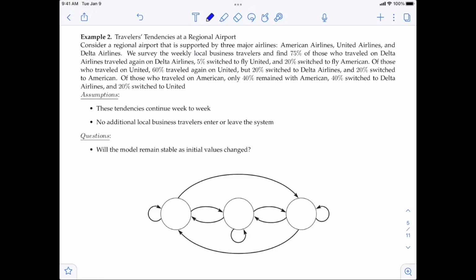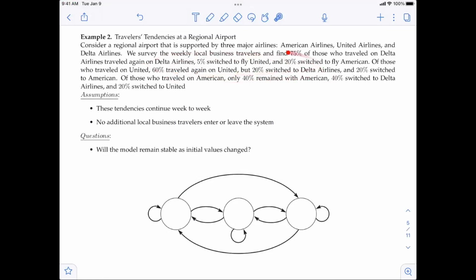All right, and before we put the information in the schematic below, I'm gonna make a couple of assumptions: that this tendency continues week to week, right? So there's no change in the tendency of moving from one airline to another, different from what is already given here in the example. And there are no additional local business travelers entering or leaving the system, right? So it's a closed system. That means no new travelers and no travelers leave the system, okay? Even though the information given to us is somewhat realistic, the assumptions are not that realistic, because in reality there would be additional business travelers and people would leave the system, okay? But that's for another, more complicated model.